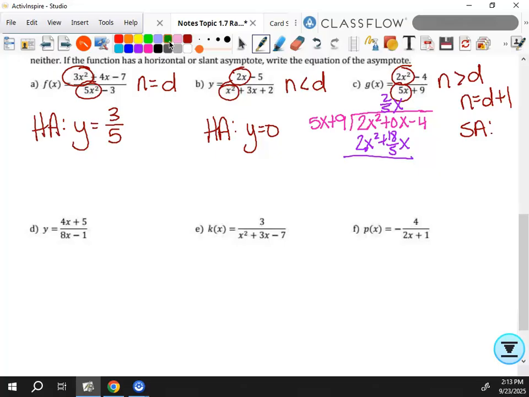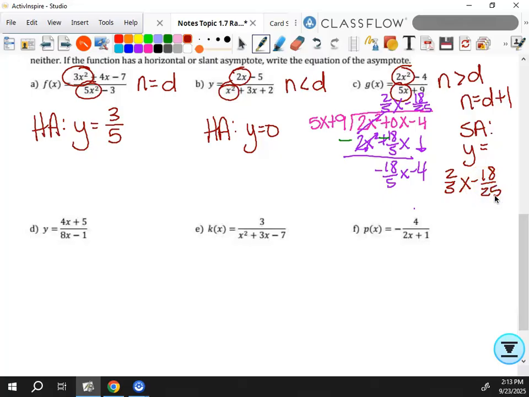Now, I know you already don't like this. Just hang on with me for a minute. These are going to zero out. I get negative 18/5 x minus 4. So then negative 18/5 x divided by 5x will give me a negative 18/25. And then I don't have to go any farther. So my slant asymptote is y equals 2/5 x minus 18/25.